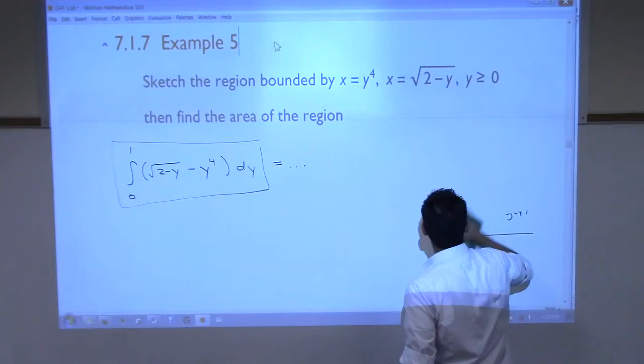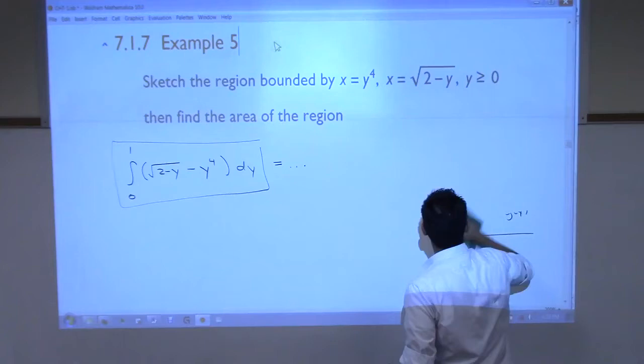I have this piece. I'm going to really over-exaggerate. And then I have this piece like this. And I'm interested in this region in here. This one is x = y to the 4th, and this one is x = root 2 minus y. How would you like to achieve the area there? Vertical or horizontal? Horizontal.